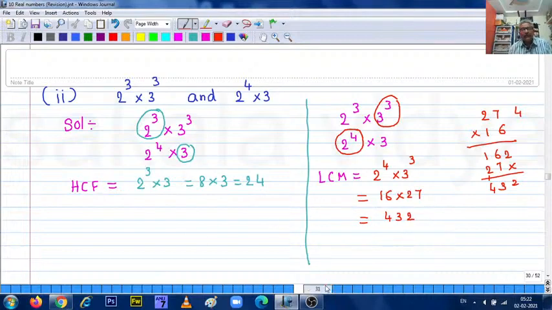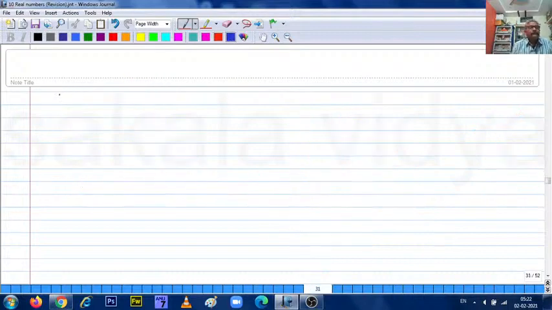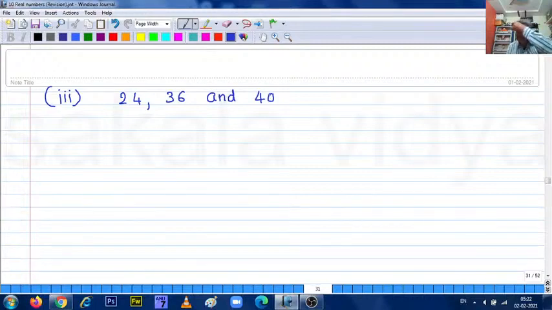Next, go to the third problem. 24, 36 and 40. Find the HCF. Lakshmi, welcome. And Monica, welcome. 24, 36 and 40. First let us write 24 prime factors.